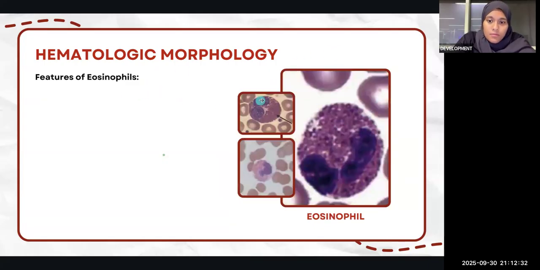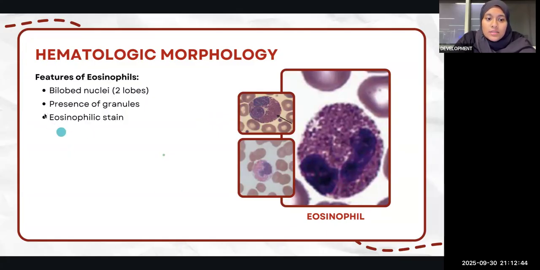Eosinophils have bilobed nuclei. They have 2 lobes. 1, 2, 1, 2, 1, 2. And from the name eosinophil, it has an eosinophilic stain. It's pink, so it's mostly pink. And you have the presence of granules. They're granulocytes.